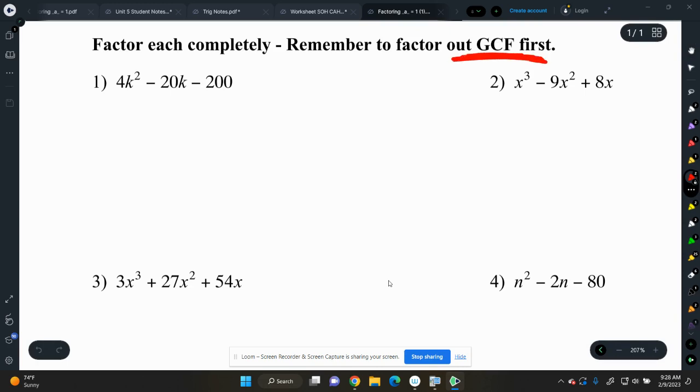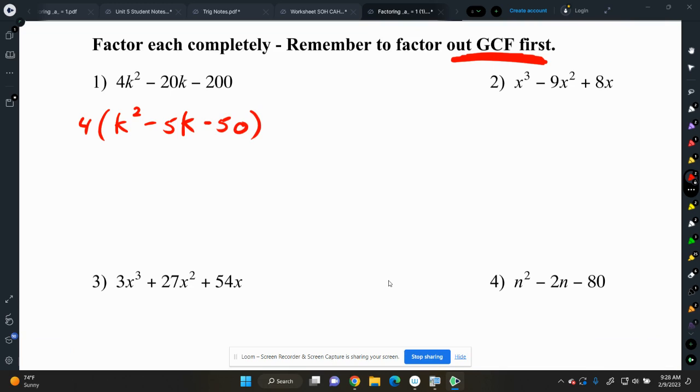Which stands for? Greatest common factor. Okay, so what was our greatest common factor? 4. So we take the 4 out, and that leaves us with k squared minus 5k minus 50. Okay. And then, Tori, what do I do from there? We set up your x's.